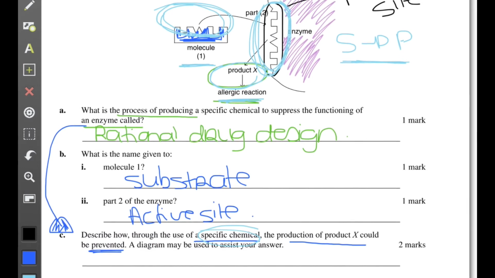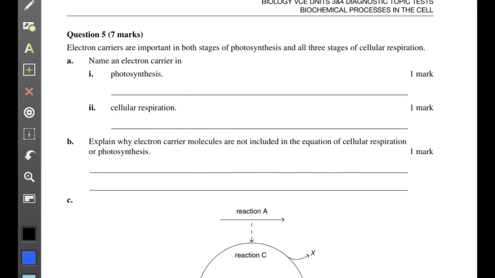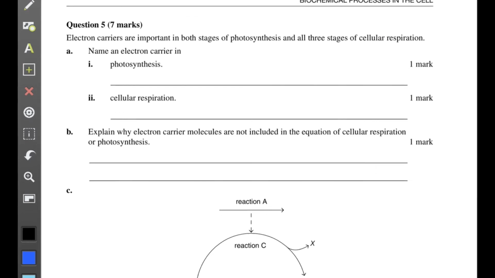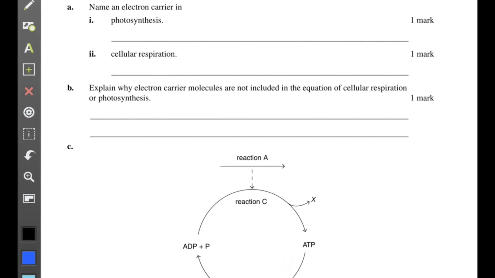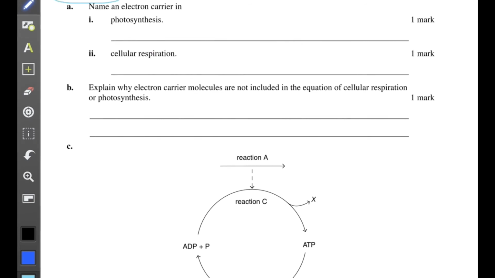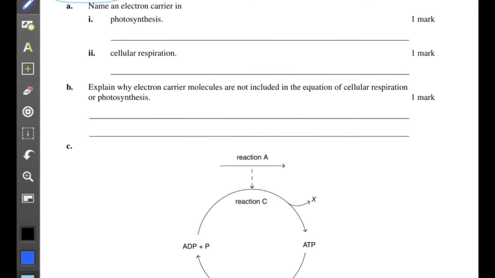Last question. Electron carriers are important in both stages of photosynthesis and all three stages of cellular respiration. You might have heard these being called acceptor molecules, charged molecules, or in this case, electron carriers. They're all exactly the same thing. In our activity that we did in class, we saw them represented as little cars.